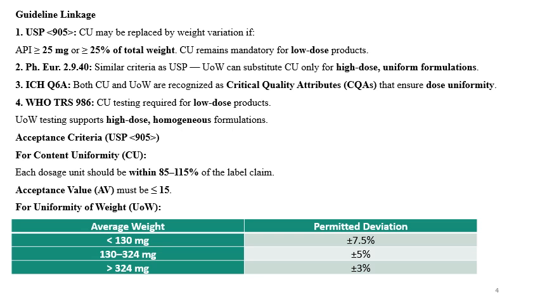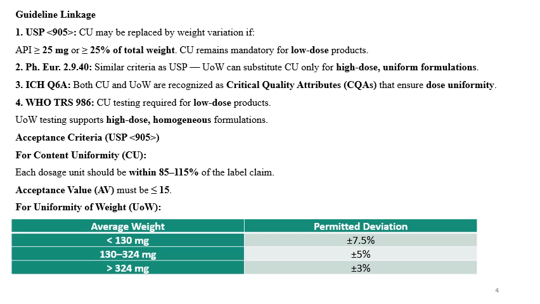As per ICH Q6A, both CU and UOW are recognized as critical quality attributes to ensure dose uniformity. So now a new terminology came, that is dose uniformity. In this slide, I have included this dose uniformity term. As per WHO, CU testing is required for low dose products. Once again, I want to let you know that you should not omit CU testing on whatever product you are working.